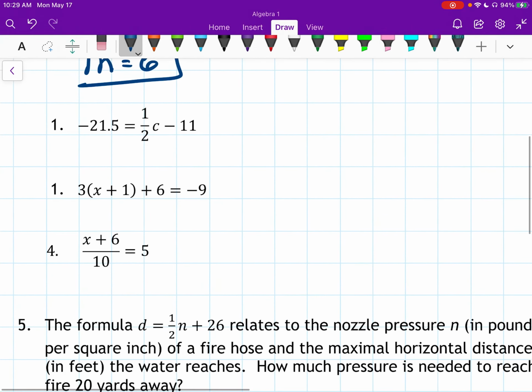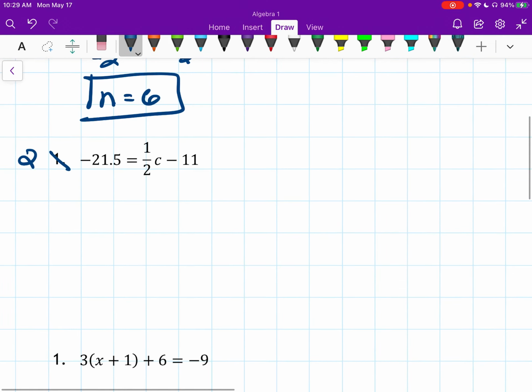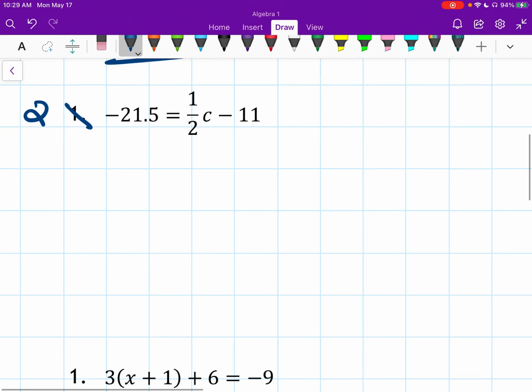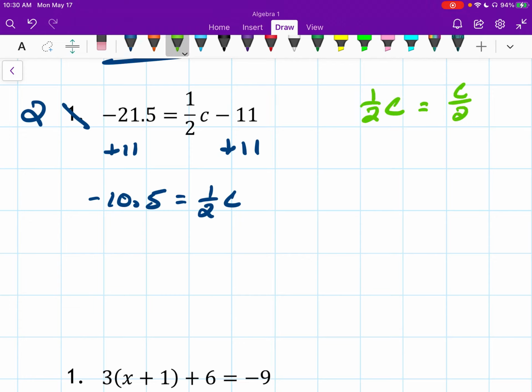Number 2. Beginning here, I'm going to add 11 to both sides. This gives me, and I could probably do that in my head, but I'm not going to, negative 21.5 plus 11 is negative 10.5 equals 1/2 c. And we could write that 1/2 c as 1/2 c, or we could write it as c over 2. Both of those would be correct ways and good ways to write it.